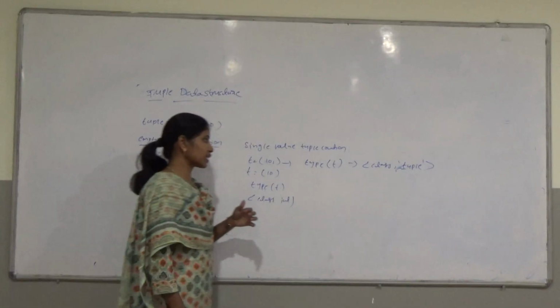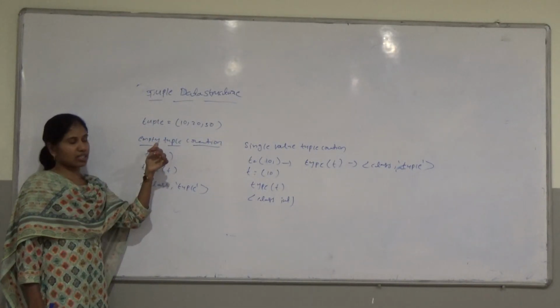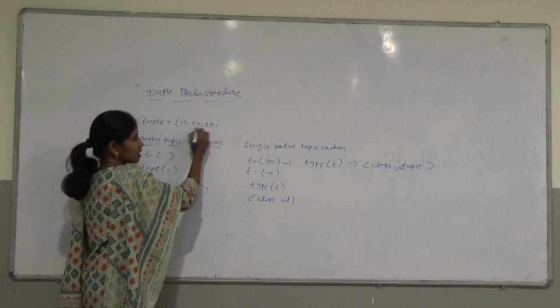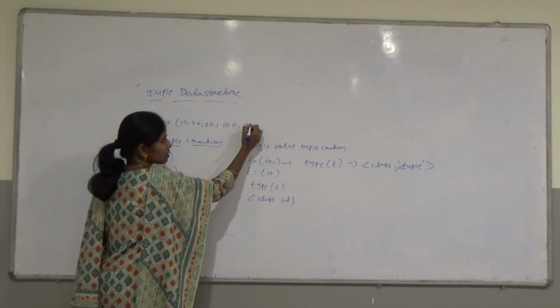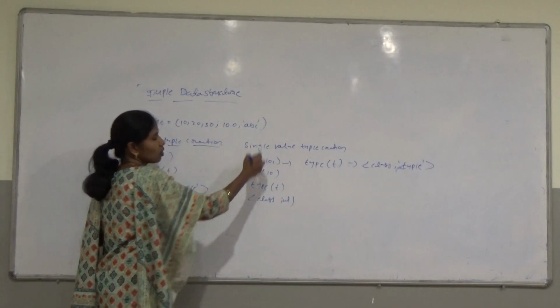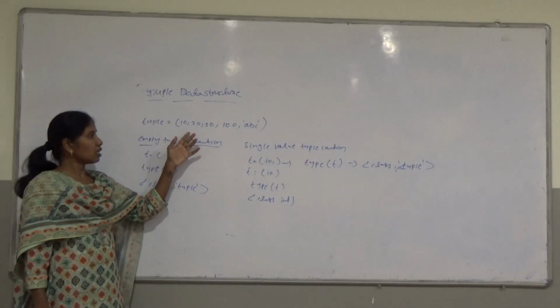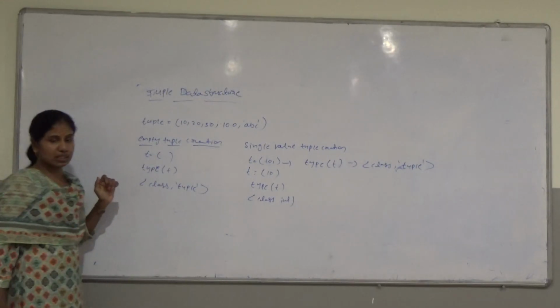What are the rules for creating a tuple? Heterogeneous elements are allowed, meaning different data types are allowed. For example, these three are integers, next this is a float, next this is a string. Each element is separated with a comma. Duplication is also allowed here. This is the creation of a tuple.